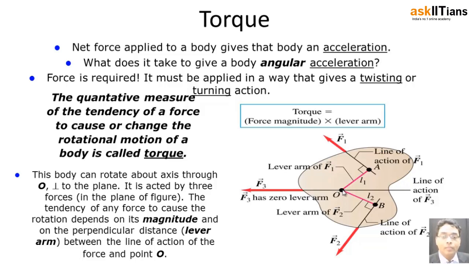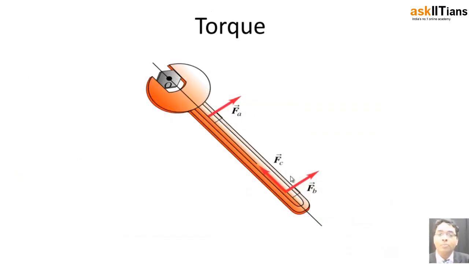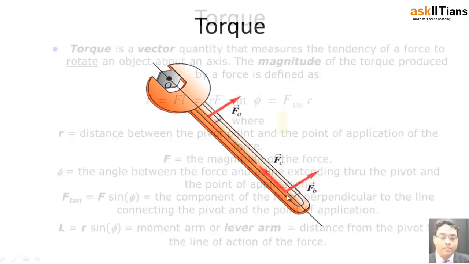Now let's take this further and try to understand more about it. Let's assume that we are trying to rotate this. This is a nut, let's say. We are trying to use this spanner to rotate it. In this case, there can be different amounts of force. Let's say there is a force acting here if you try to move it using this, or if you try to move along this, and similarly at this particular point.